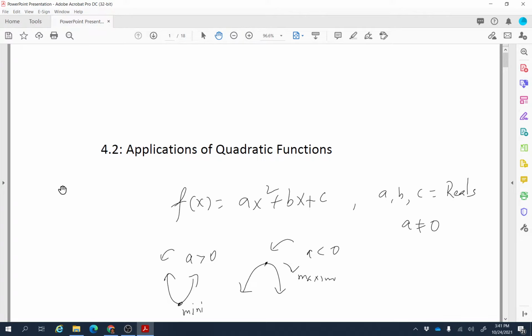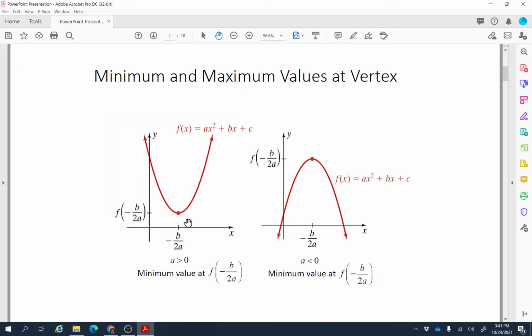So in this section, or any section in this course, if you are looking for the maximum or minimum value of the function, or of anything, then try to model the problem using a quadratic function, and find the vertex. This is the formula for the vertex: x equals negative b over 2a, and then y equals the value of the function at negative b over 2a. That's how you find the vertex.